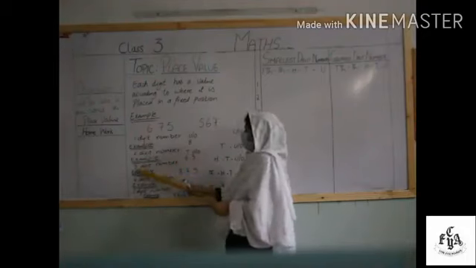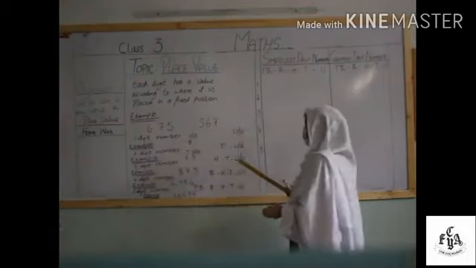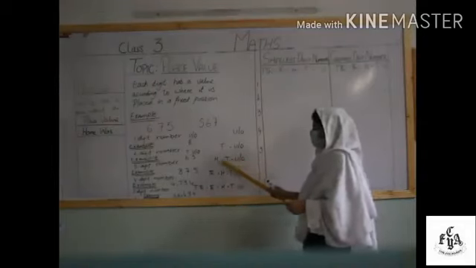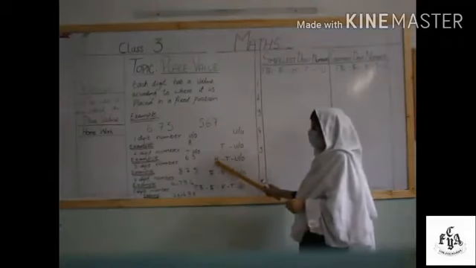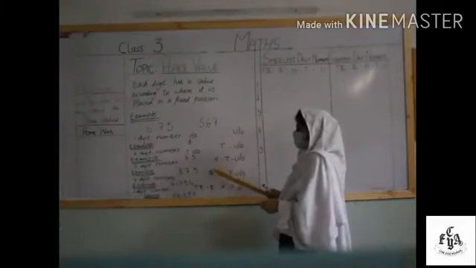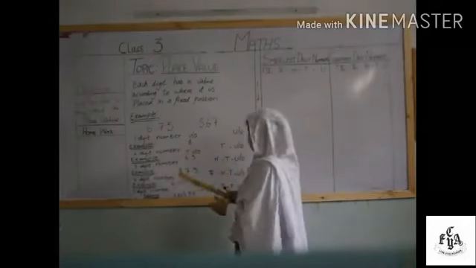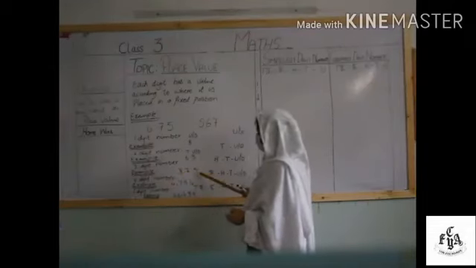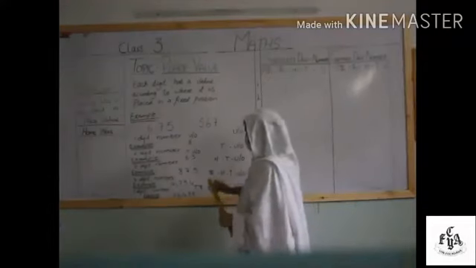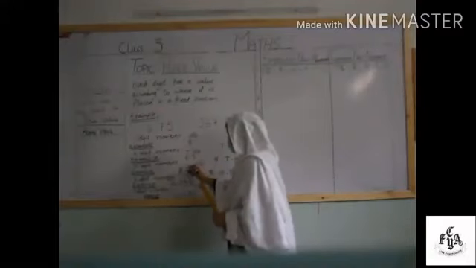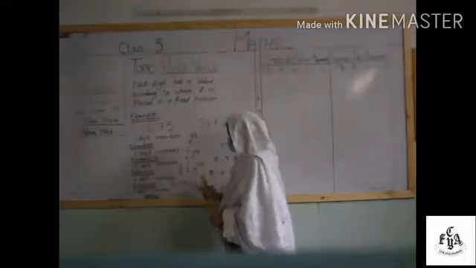Moving towards the three digit number. The place values of a three digit number are unit or ones, tens and hundreds. For hundreds we will write H. Here we have example 875. So in this number we have how many digits? 3 digits, 1, 2 and 3. So the place value of 5 is unit or ones. For 7 we will write tens, and the place value of 8 is hundreds.